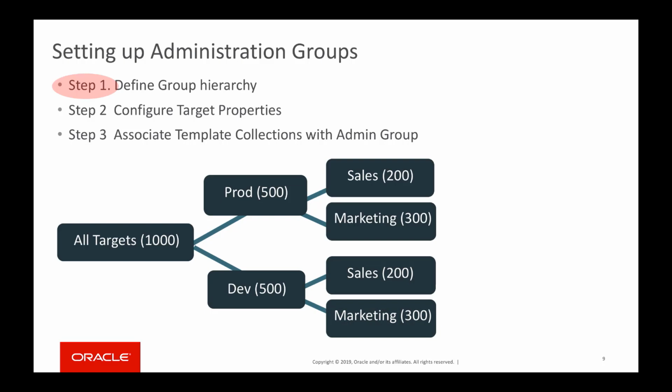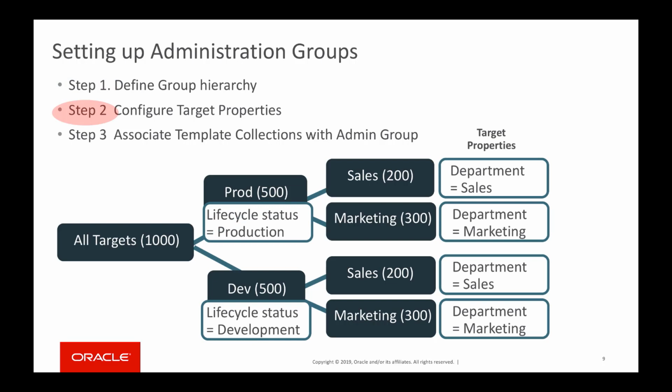That creates 4 different leaf nodes shown on the right-hand side of the screen: production sales, production marketing, dev sales, and dev marketing. But technically, how can the group hierarchy be defined in an admin group? For this, we use target properties. So the next step here is to define the target properties for each node in the admin group.